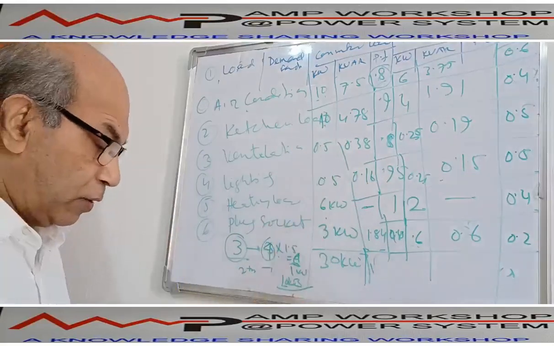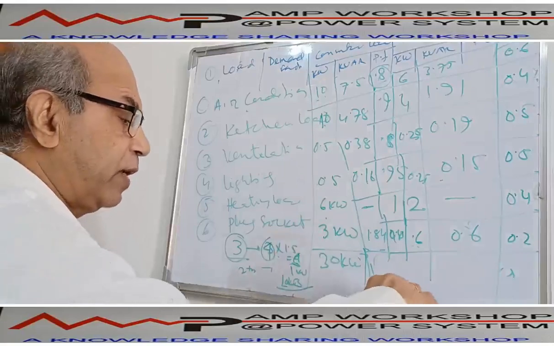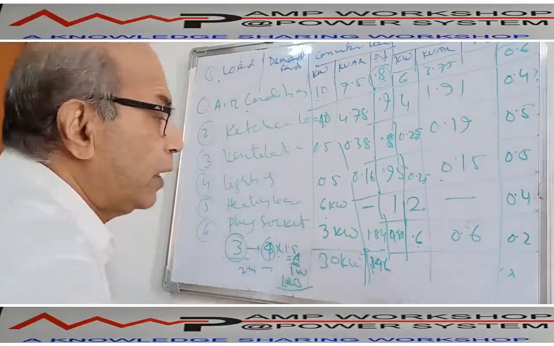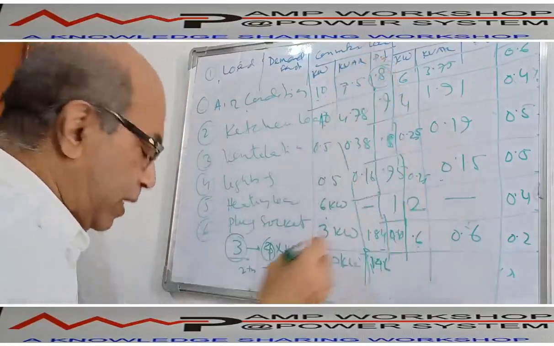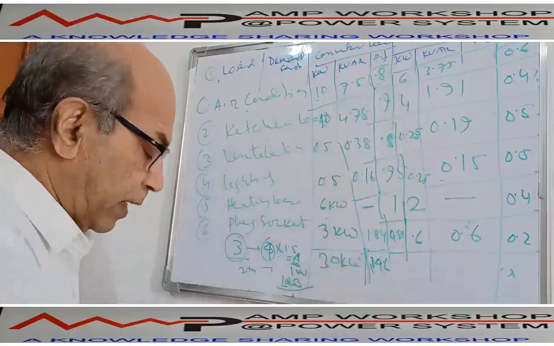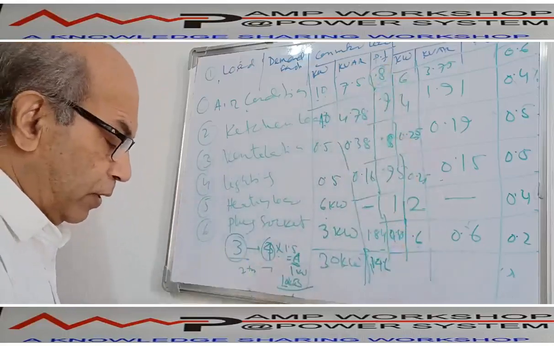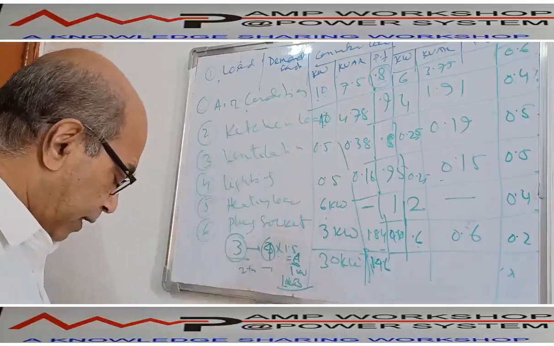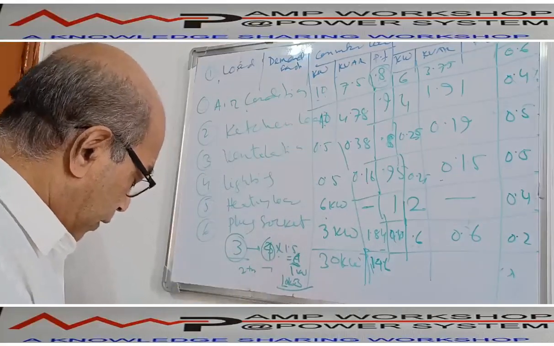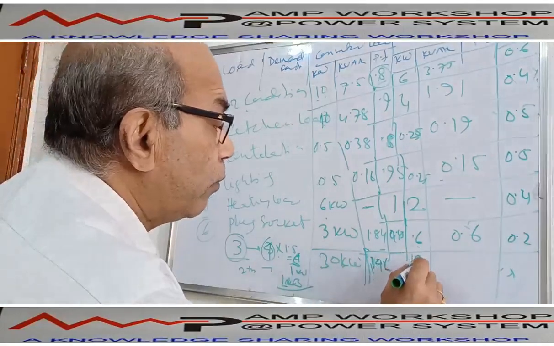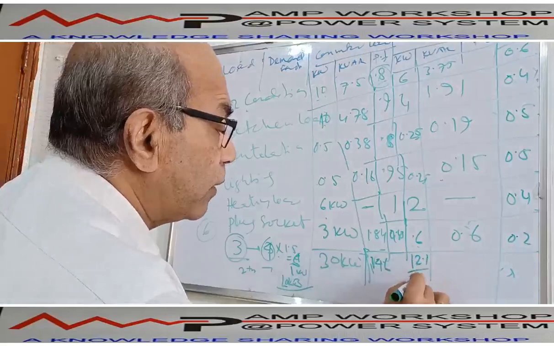So total KVAR is coming 14.6 KVAR. Okay, so this is a connected 14.6. Now considering the maximum demand, how much is it coming? If you calculate all this, the total maximum demand on this particular 6-person apartment is coming 12.1, so you can say 12 kilowatt, okay?